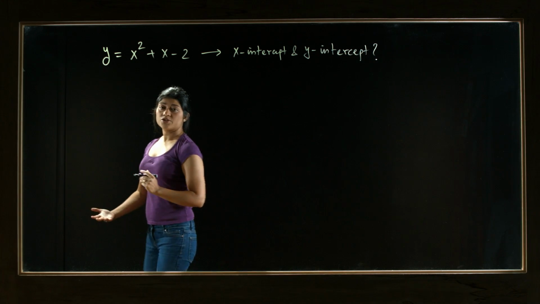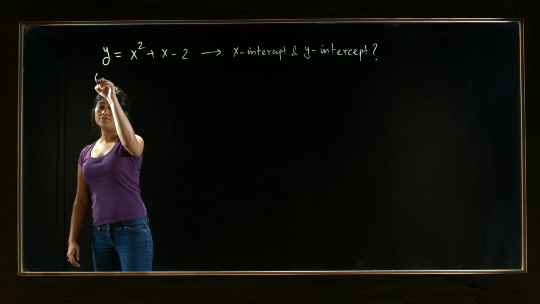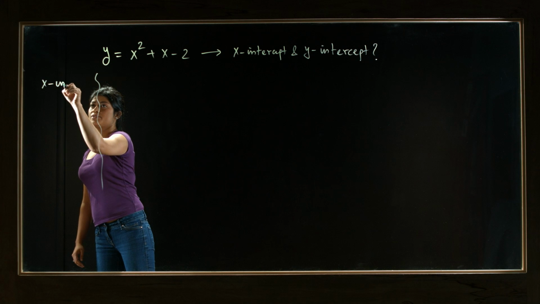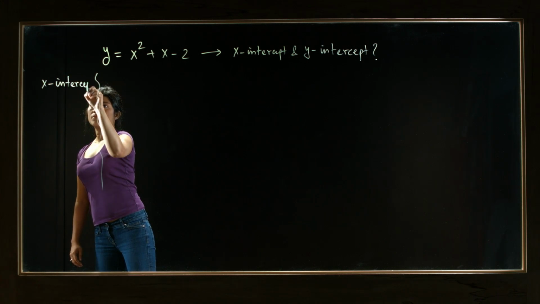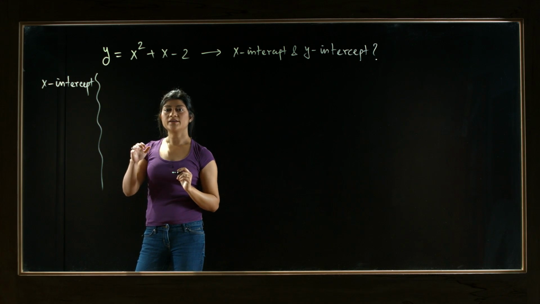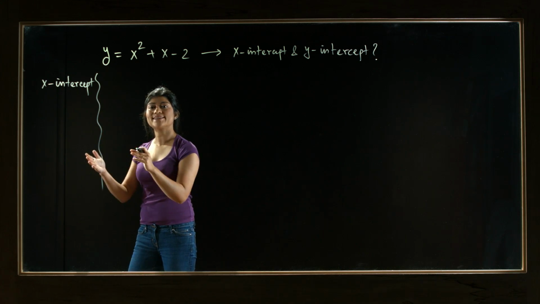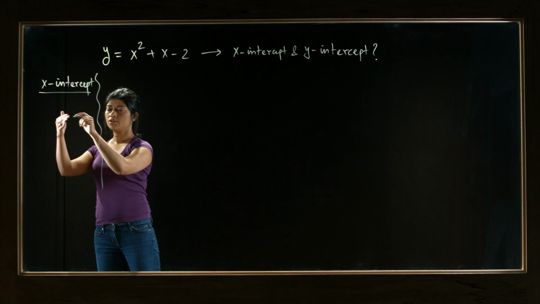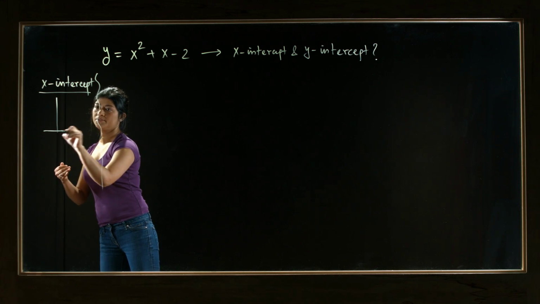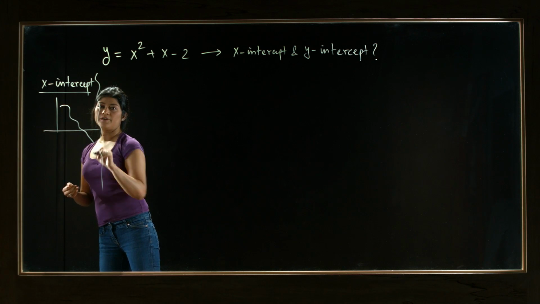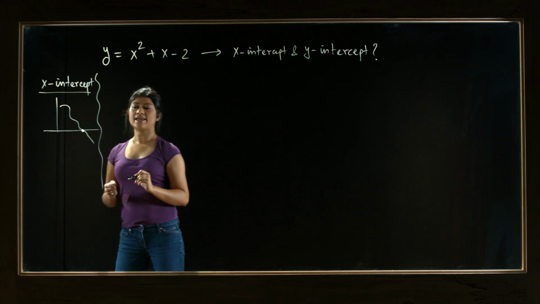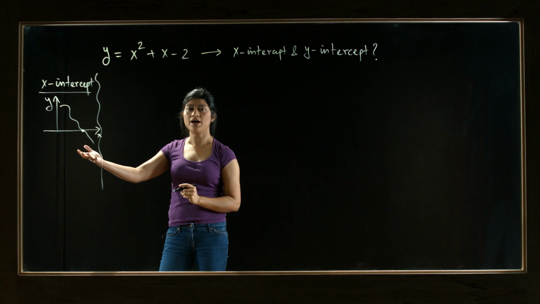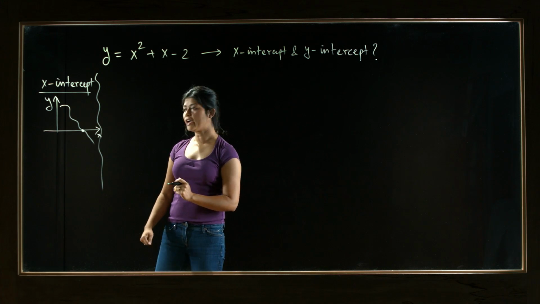Let me remind you first what they are. Given a curve, what is an x-intercept? An x-intercept is the points where the curve is passing through the x-axis. It's very easy to remember. So if you have any graph of a function, wherever it passes through the x-axis, that's an x-intercept. So how do we figure out an x-intercept of a graph?